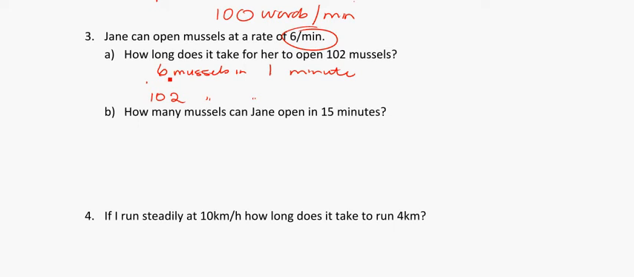Now, what you can do, if there's 6 mussels in 1 minute, is find out how long it takes to do one mussel. So one mussel takes 1/6 of a minute. When you do 6 mussels in 1 minute, you must do one mussel in 1/6 of a minute. It's the 1 divided by the 6. So now I know how long to do one mussel. I can multiply it by 102 to get how long it takes to do 102 mussels. And that is 17 minutes.